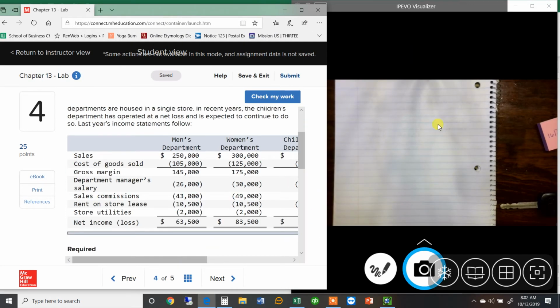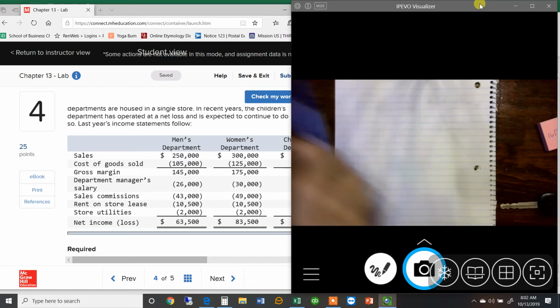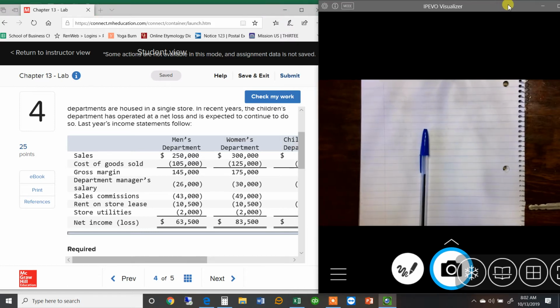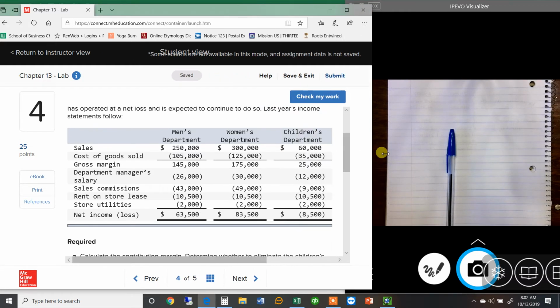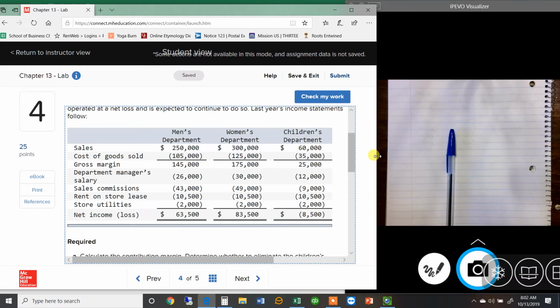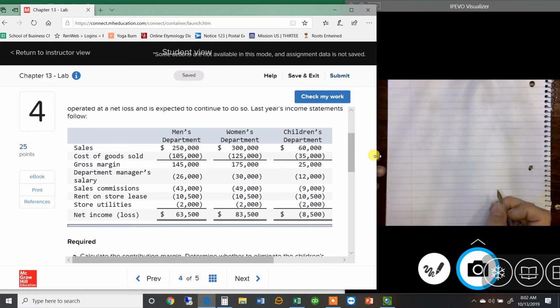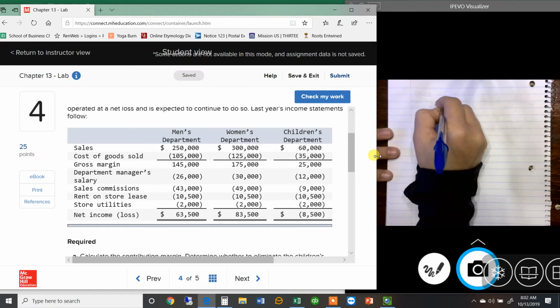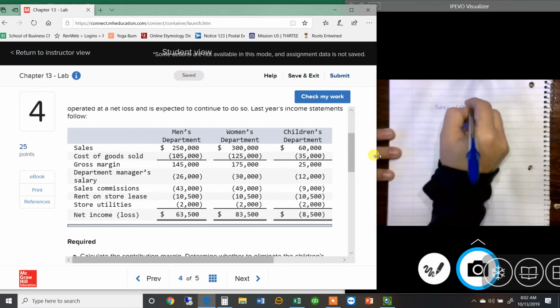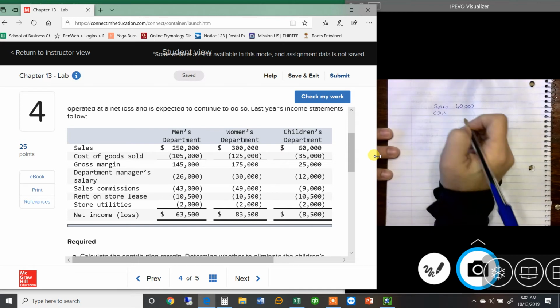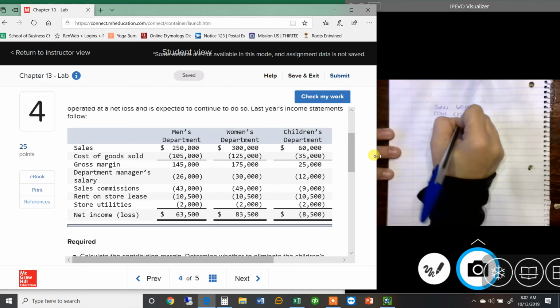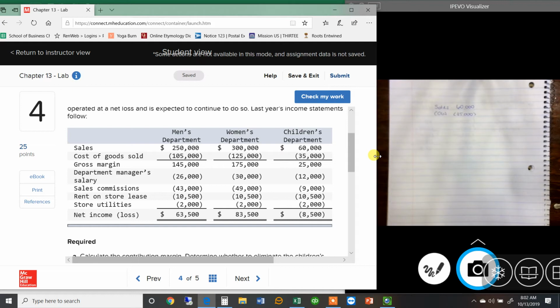When I look at this item, and I'm trying to determine whether or not to get rid of this children's department, I'm going to make this a little bit bigger. The things that will go away if we get rid of the children's department is sales. We won't have these $60,000 in sales. We also won't have cost of goods sold of the $35,000. So right now I'm just going down the line and looking at these items in the children's department. What's going to go away?